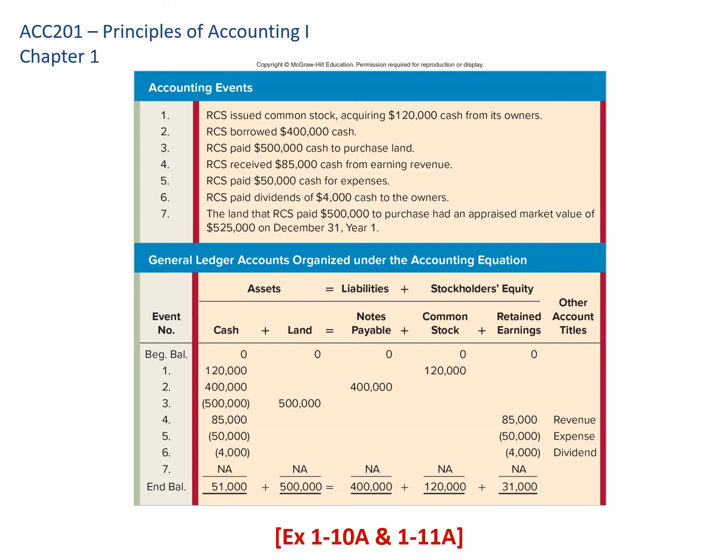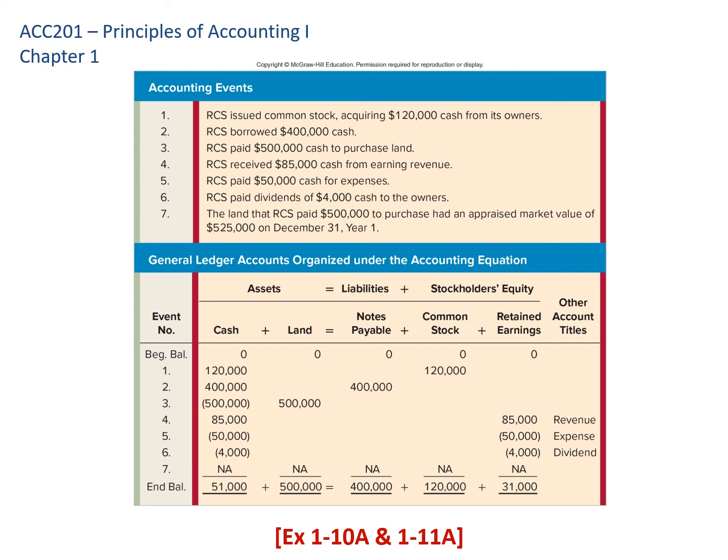Next, RCS received $85,000 cash from earning revenue. When we earn revenue, that increases our stockholders' equity in the form of retained earnings. So retained earnings or stockholders' equity goes up by $85,000 and cash goes up by $85,000. So both sides of the equal sign have gone up. That's an asset source transaction.